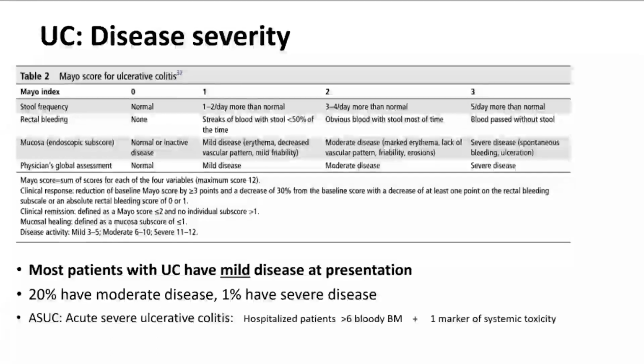So what is important to know is that most patients with ulcerative colitis are going to have mild disease at presentation, and we may not see them because most of these patients are treated in the outpatient setting. But there is a group of patients that are going to have moderate and severe disease, and some of them, not often, are going to present with something that is called acute severe ulcerative colitis. That is a term that you use for hospitalized patients that basically are inpatient and have more than 6 bloody bowel movements, and one marker of systemic toxicity. So we're going to talk a little bit about that as well.